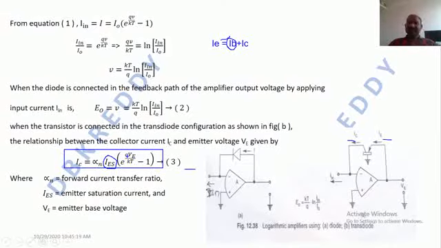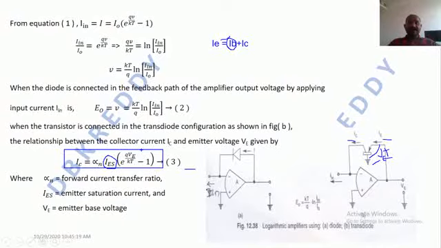Q is the electron charge, K is the Boltzmann constant, T is the absolute temperature, and V is the base emitter voltage. It is the voltage drop between the emitter base terminals. I'm assuming this one is positive and obviously this one is negative, and this voltage is the VE voltage. Are we clear? So V is the base emitter voltage.